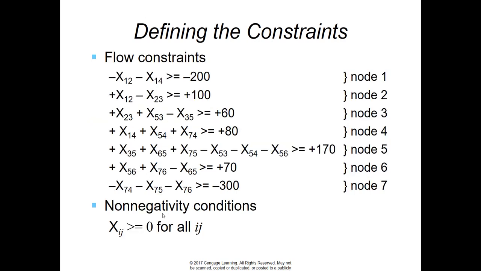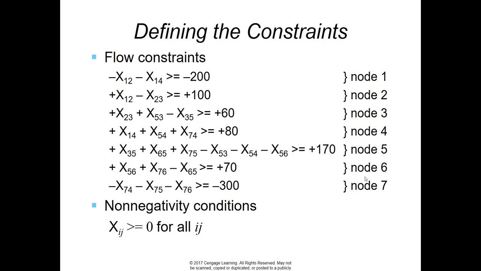So let's talk about one more node, node 2. In node 2, the inflow is X12 and the outflow is X23. So X12 minus X23 should be greater than or equal to 100. That's what we have here. Let's talk about node 5, which is a little more complex. As we just talked, the inflow is X35, X65, and X75. We add them up, and then the outflow is X53, X54, and X56, add them up and subtract from the inflow. And this should be more than 170, which is the demand of this station.